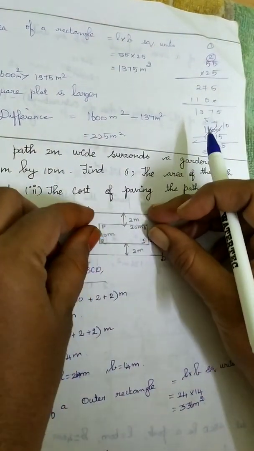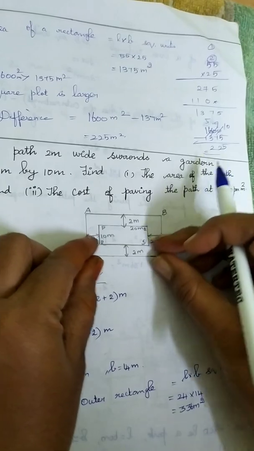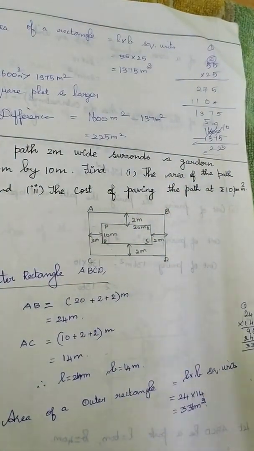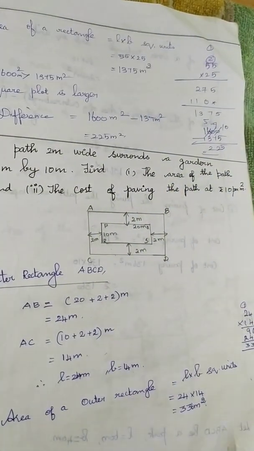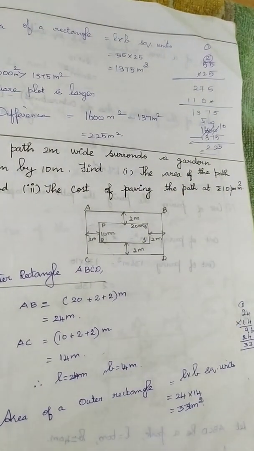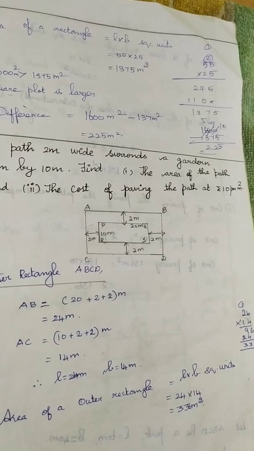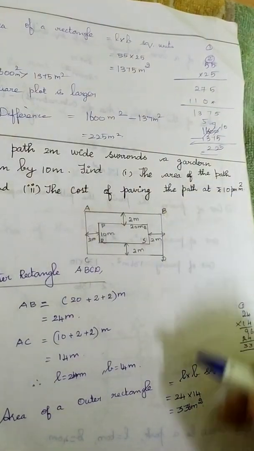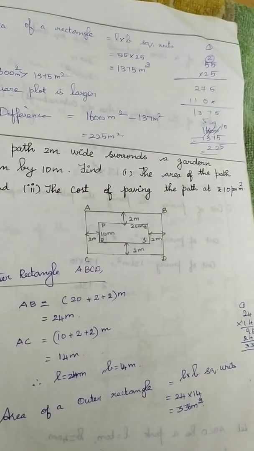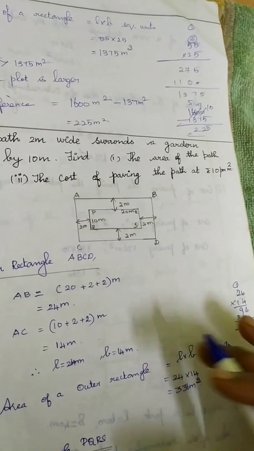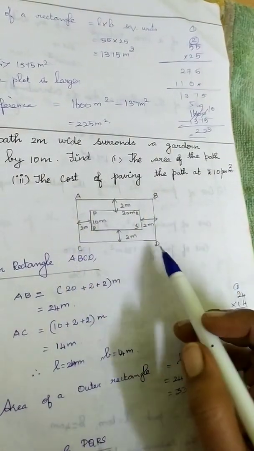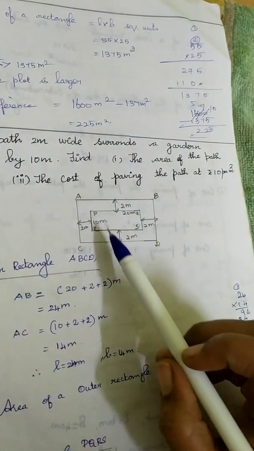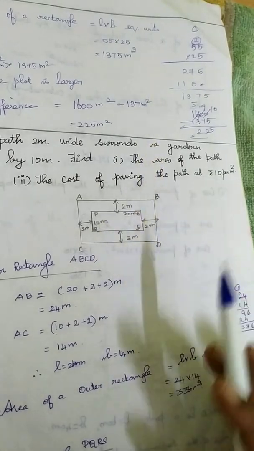From this, a pathway we have drawn 2 meter wide. So around this rectangular garden, a pathway is there, and its width is 2 meter. And the question is to find the area of the pathway and the cost of paving the pathway. These are the two questions we have to solve now. First, outer rectangle and inner rectangle we will segregate, and we are going to name the outer rectangle A, B, C, D, and the inner rectangle P, Q, R, S.